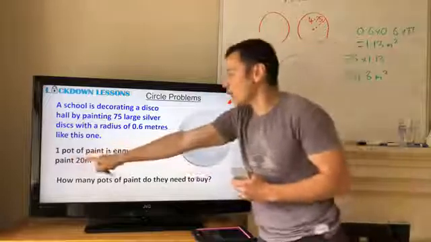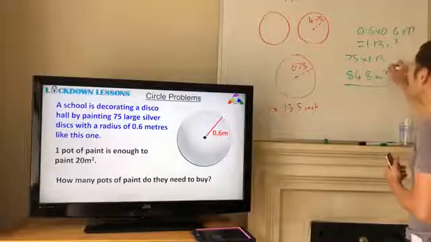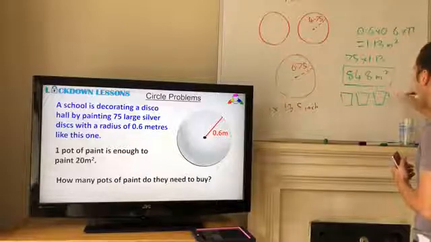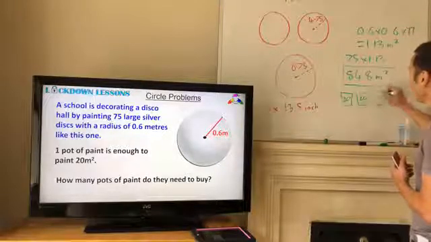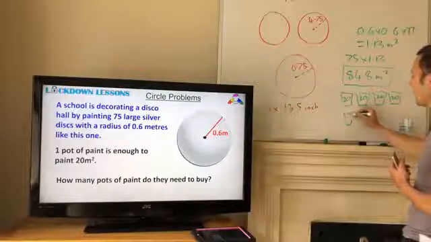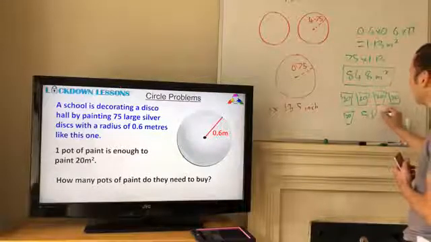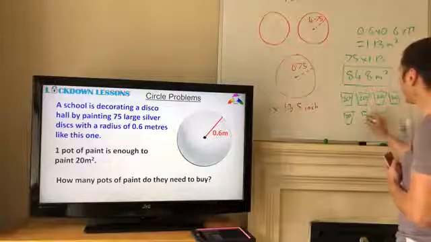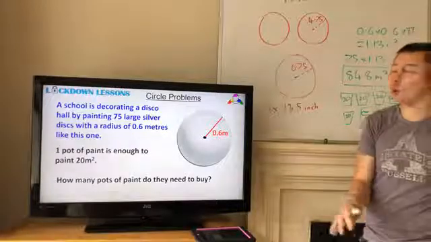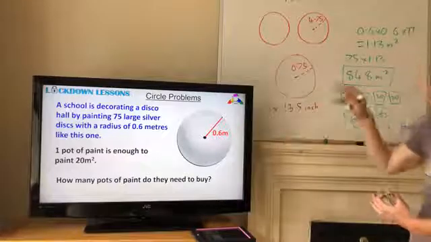Now it says here, one pot of paint is enough to paint 20 square metres. So I've got this in total, so I'm going to need 4 pots of paint. If there's 20 in each one, that would give me 80 metres. Annoyingly, I'm going to have to buy another pot of paint because I'm not quite good enough. So I'm going to need 5 pots of paint. Okay, so that is very practical maths. If you were doing this, you would not want to keep buying paint or buy too much paint. You need to work out how much paint you need. So you work out the area of the discs and then paint them.